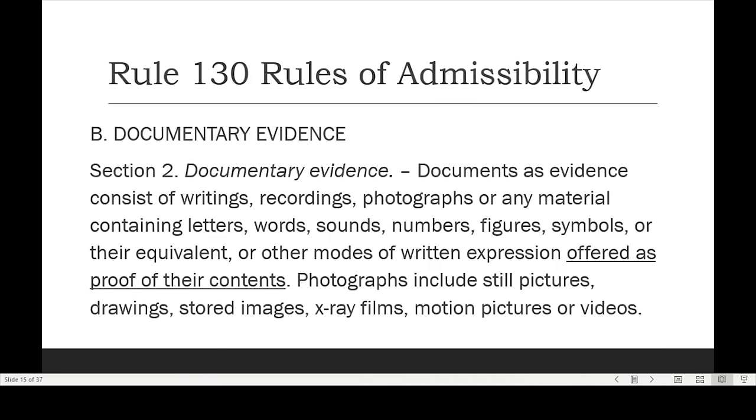So now let us proceed to the other kind of evidence, the documentary evidence. Under section 2, documents as evidence consist of writings, recordings, photographs, or any material containing letters, words, sounds, numbers, figures, symbols, or their equivalent, or other modes of written expression offered as proof of their contents. Photographs include still pictures, drawings, stored images, x-ray films, motion pictures, or videos. So, those are documentary evidence.